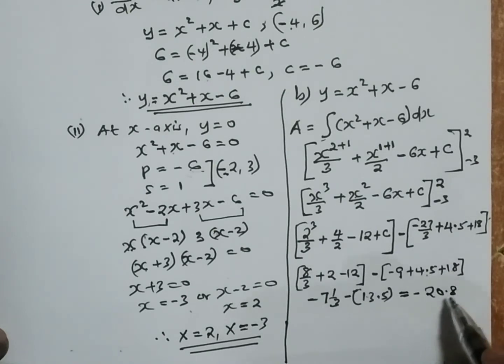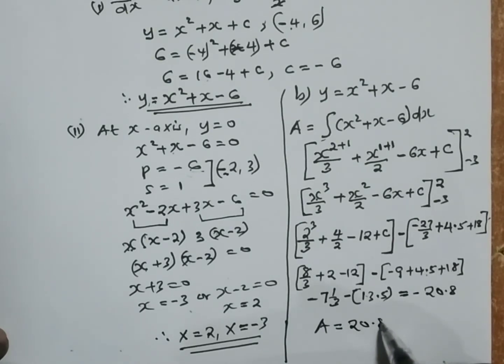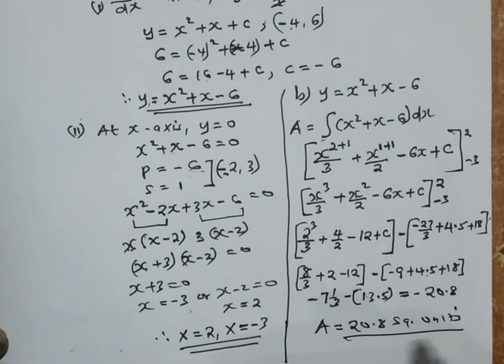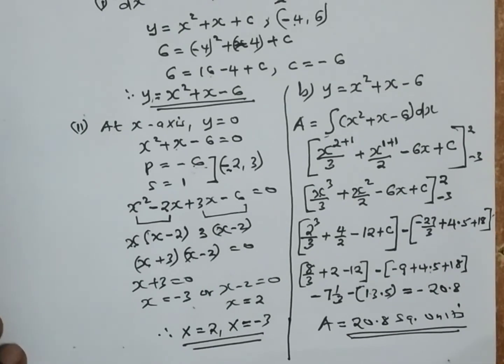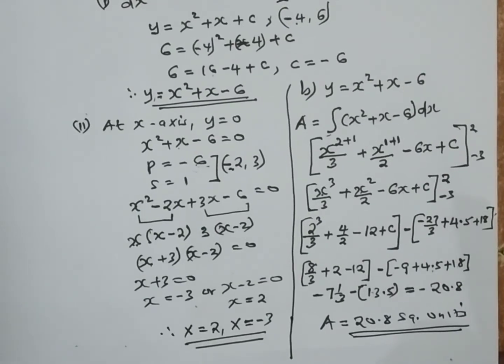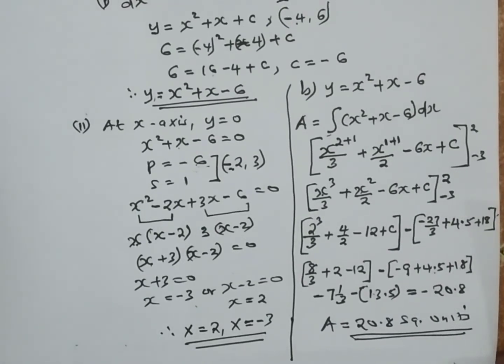20.8. And we ignore the negative. Our area is going to be equal to 20.8 square units. That negative sign means that the area is below the x-axis, and therefore that becomes the answer to part B of the question.